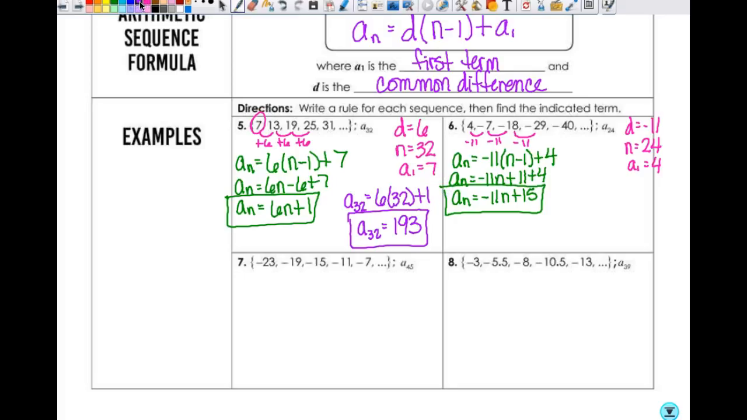Then I need to find A sub 24. It's going to be equal to negative 11 times 24 plus 15. So A24 is equal to negative 249. There you go. Okay, it's that easy. Flip it over on the back.